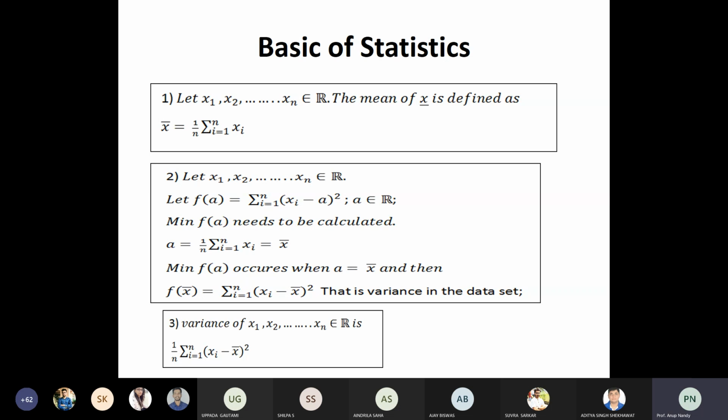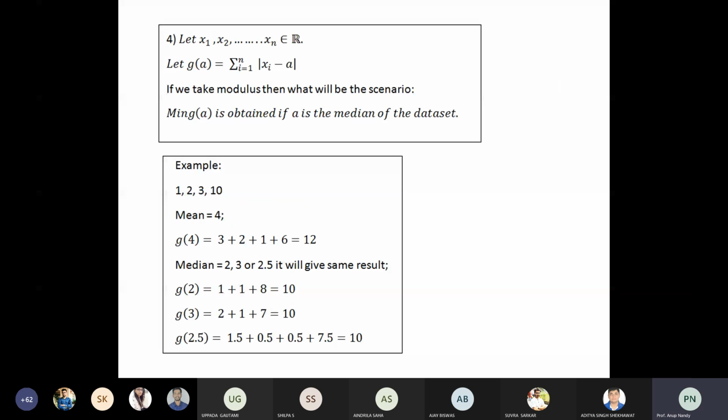Now, this variance you can have: if you have n points in R, in the real space, then the variance is equal to 1 by n, the sum from i equals 1 to n of (xi minus x bar n) whole square. So this is the concept that you can have. Next, if you see these things, one example is there.